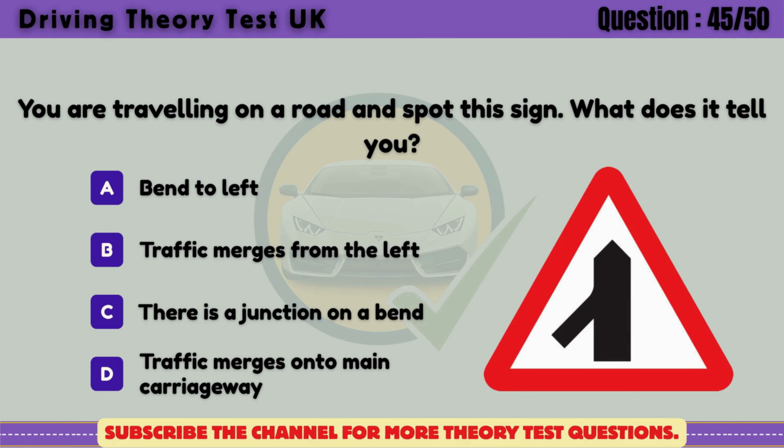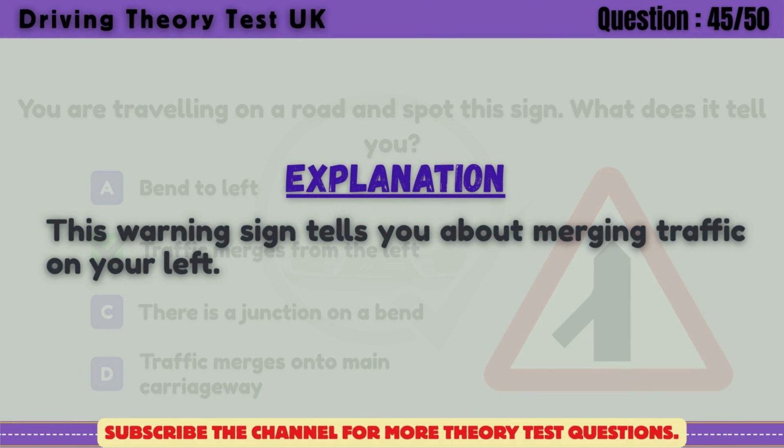Question 45. You are traveling on a road and spot this sign. What does it tell you? Option A. Bend to left. B. Traffic merges from the left. C. There is a junction on a bend. D. Traffic merges onto main carriageway. Answer is B. Traffic merges from the left. This warning sign tells you about merging traffic on your left.